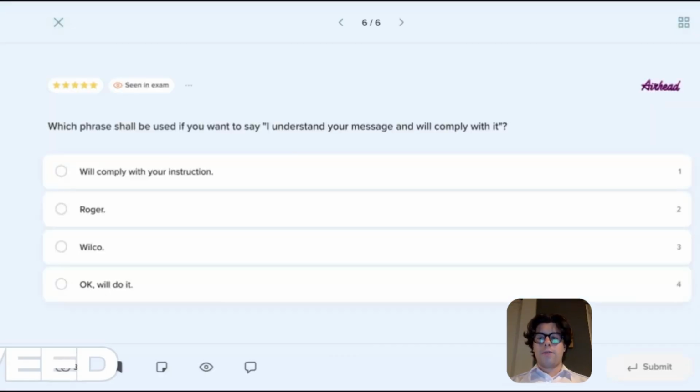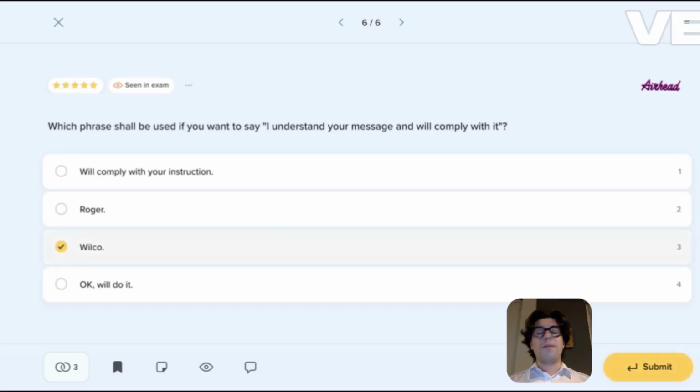And for the last question, which phrase shall be used if you want to say, I understand your message and will comply with it? So of course, this should be quite straightforward. This is Wilco. This is a very popularly used phrase by pilots. The ATC is not always very happy to hear it. They would like to hear the full reply. However, it's absolutely okay. And it's one from the standard telecommunications document that you can read in ICAO. And of course, Wilco means that you have understood and will comply.